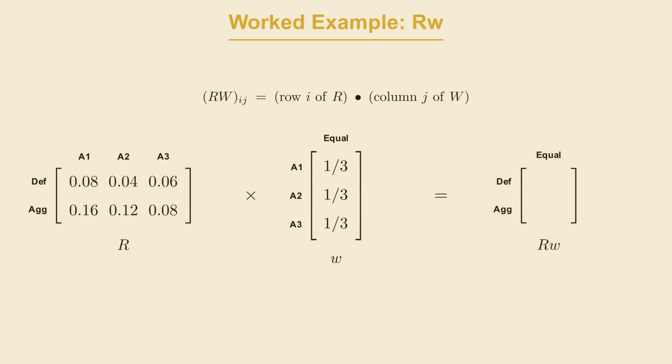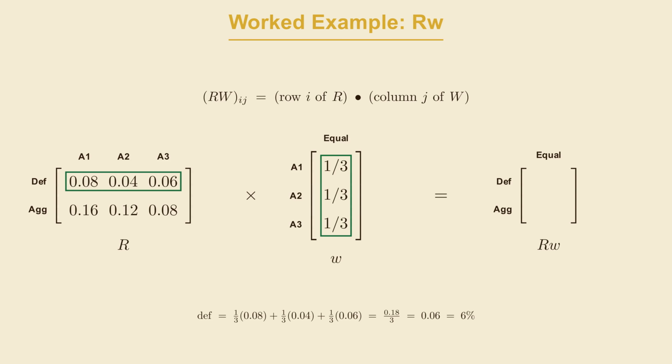So let's compute RW. The first entry of the product is the defensive strategy's return. It's the dot product of the first row of R with the weights vector. With each of the 3 positions getting an equal 1/3 weight, the dot product is just the simple average of the 3 defensive returns. So 0.08 times a third plus 0.04 times a third plus 0.06 times a third, which gives us 0.06. So the defensive strategy return is 6%.